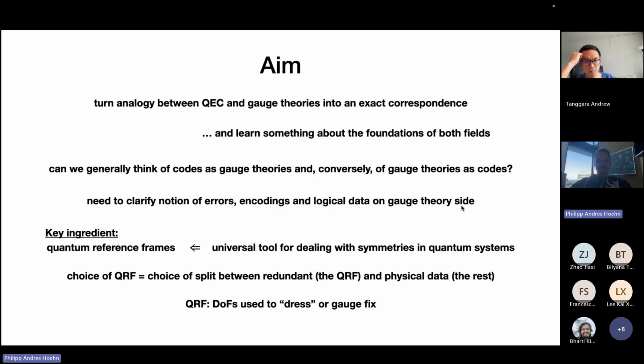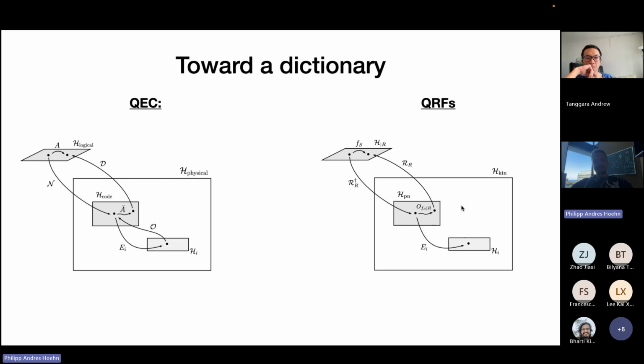Okay, the last bullet point is something that, if you're familiar with gauge theories and gravity, you can think of the quantum reference frames as those degrees of freedom that you fix when you do a gauge fixing. So basically the redundant degrees of freedom that you freeze out in a gauge fixing, or that equivalently you would use to dress other degrees of freedom that are not invariant already into composite operators that are gauge invariant.